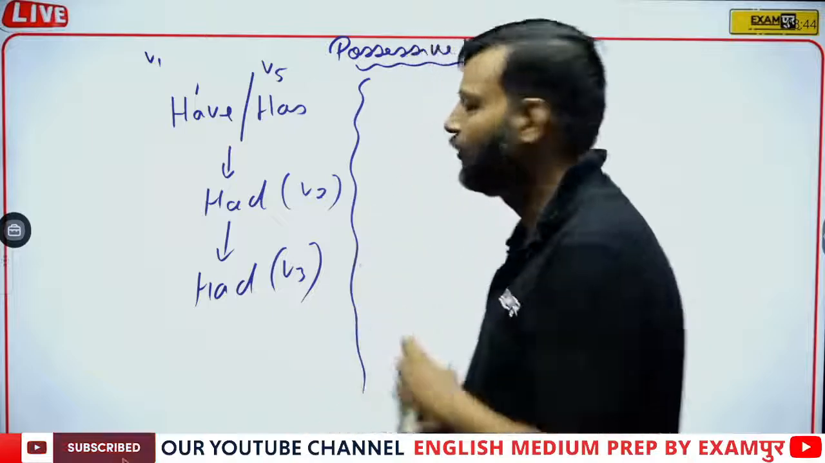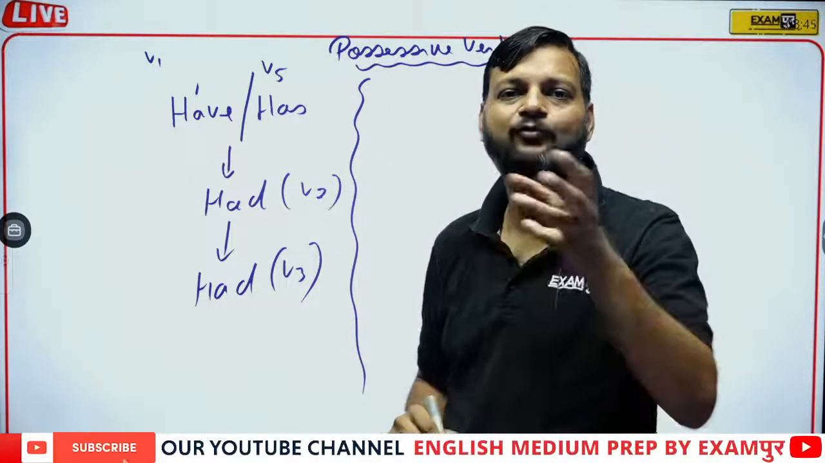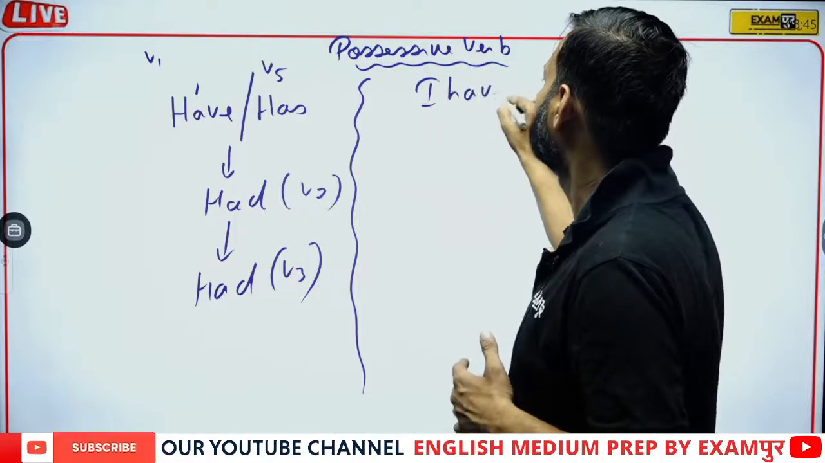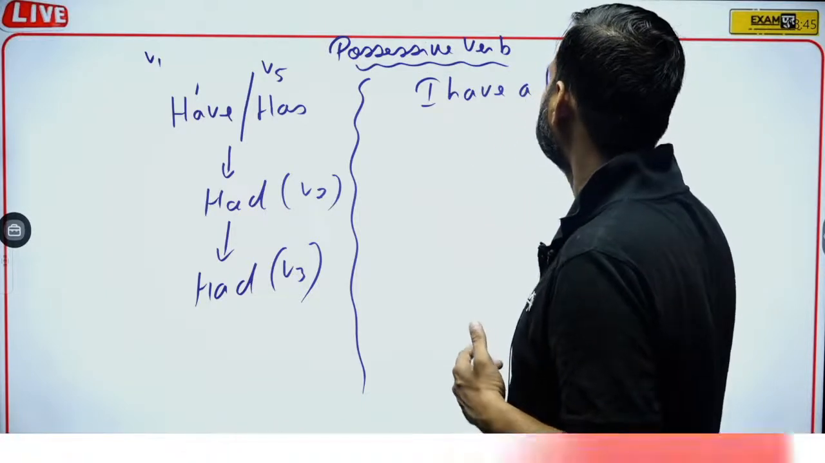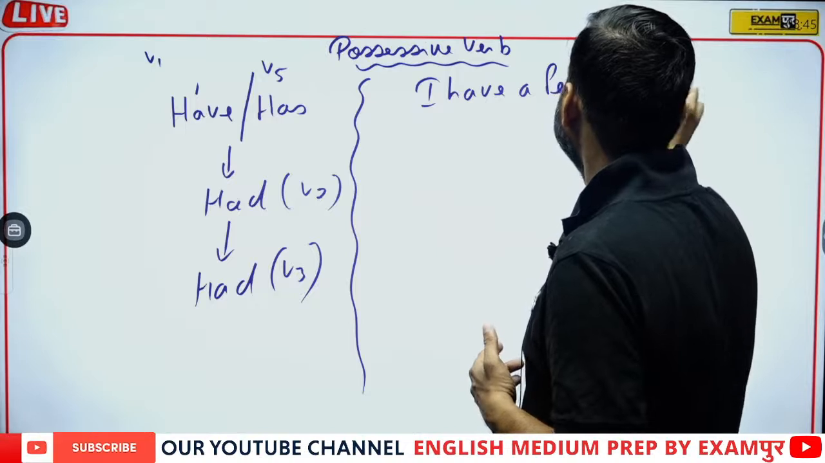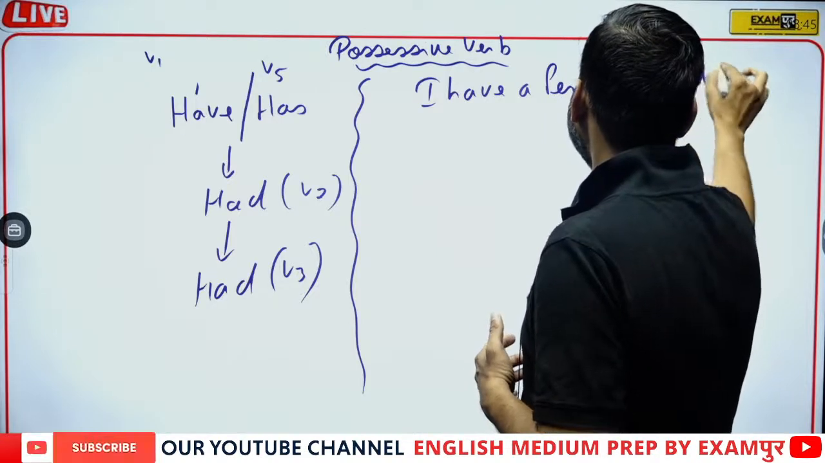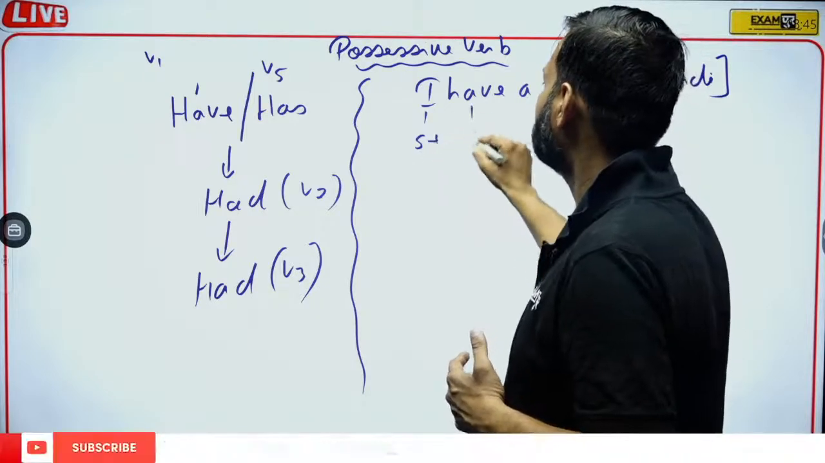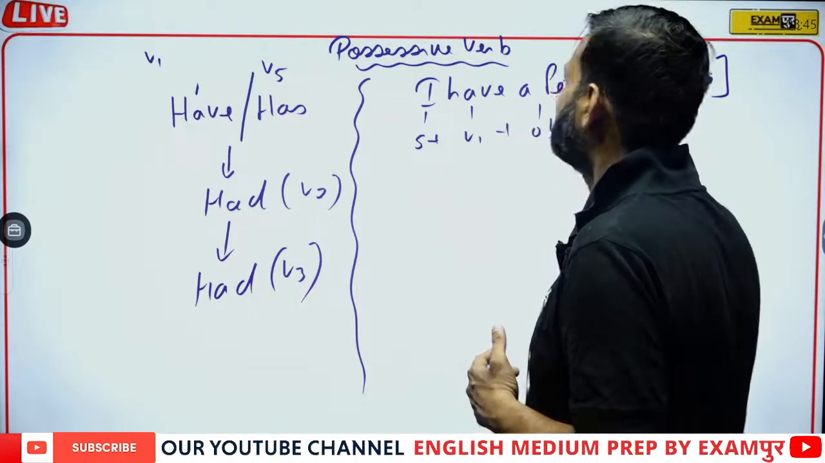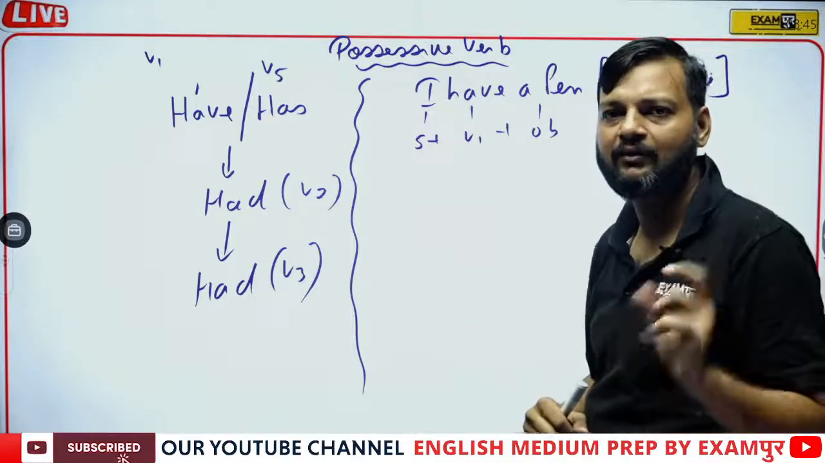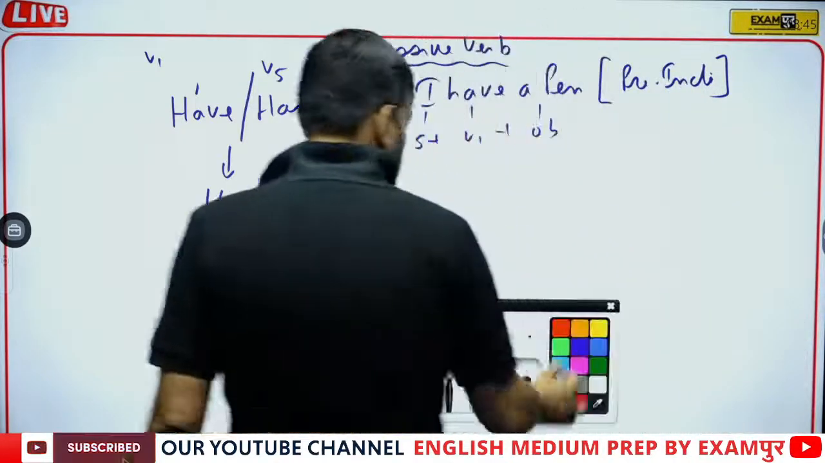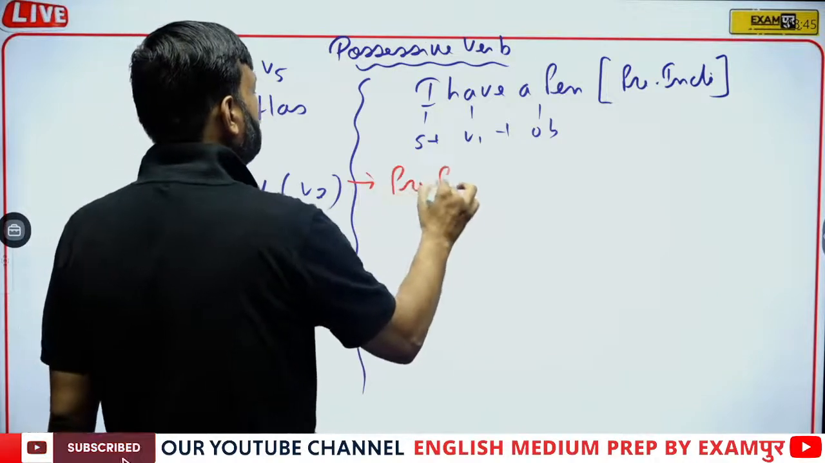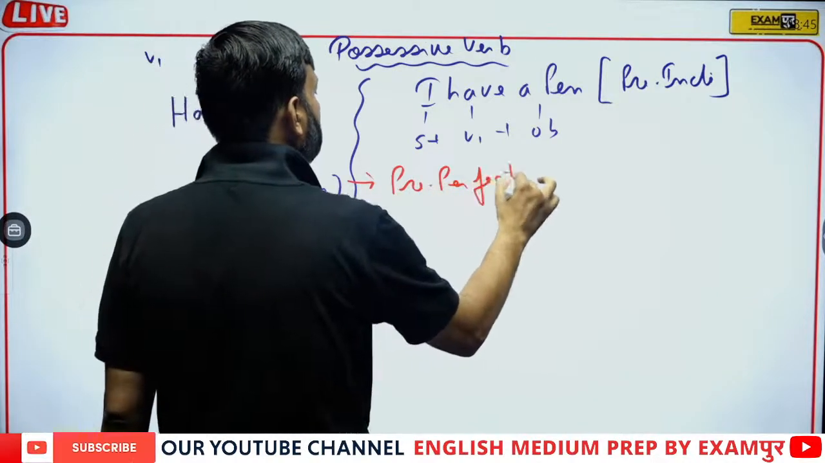Now let's talk about it from the tenses perspective. If I write I have a pen, this is present indefinite, because I is the subject, have is the first form, and pen is the object. So I have a pen is present indefinite. Right. Now change this sentence into present perfect.